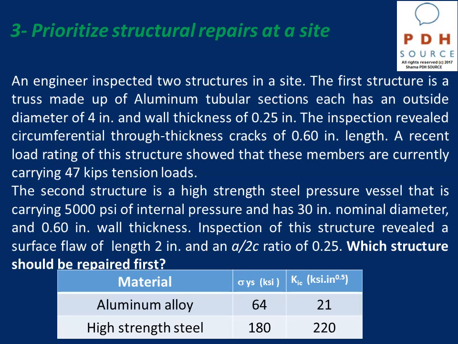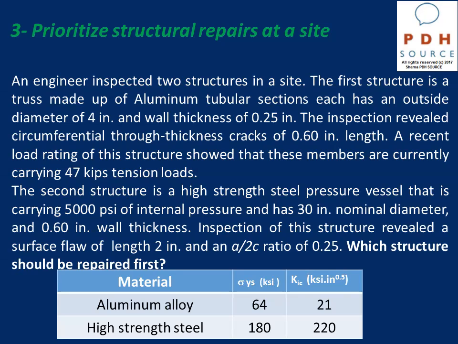According to his inspection, it was revealed that there are circumferential through-thickness cracks of 0.6 inch length on these members. A recent load rating of the structure showed that these members are currently carrying 47 kips tension loads.